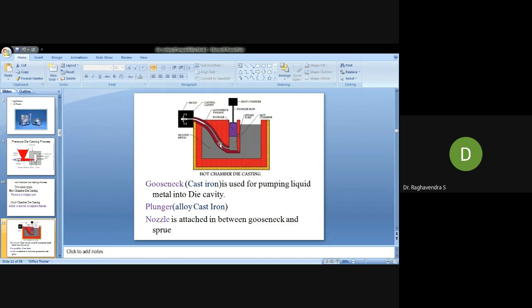This is a hot chamber, which is just next to the mold box. Just next to the mold box.